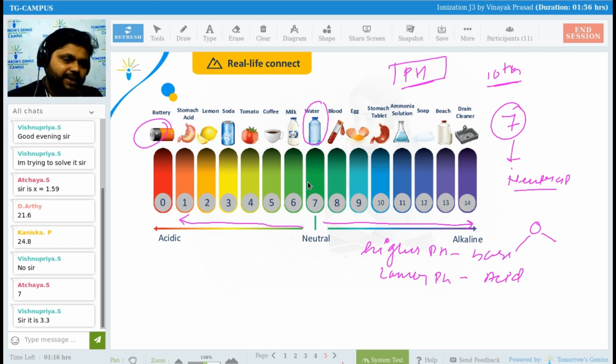Okay. Can anyone tell me, if we are not brushing our teeth for 4 to 5 days or for long days, what will happen? Actually, it is related to pH value only. That's why I am discussing here. Let's suppose we are not brushing for so many days, then what will happen? Can anyone tell me? No?